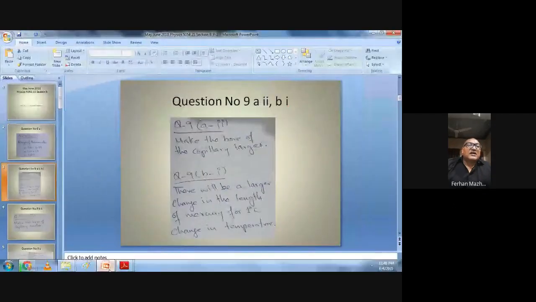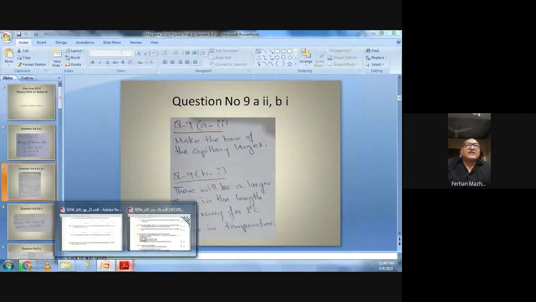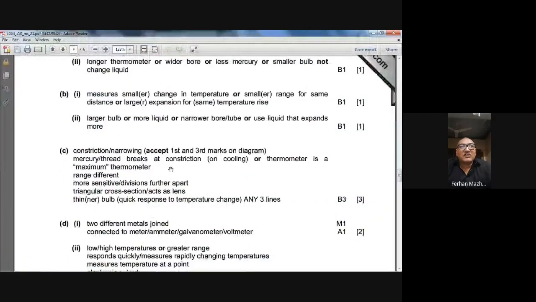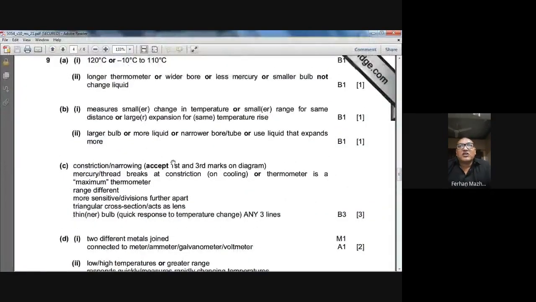So let's check the marking scheme. The marking scheme says a smaller change in temperature, or smaller range for the same distance, or larger expansion. The last one I have answered: a larger expansion for the same temperature rise. There will be a larger expansion for the same temperature rise. This is the answer which I wrote. So you can write other answers as well.